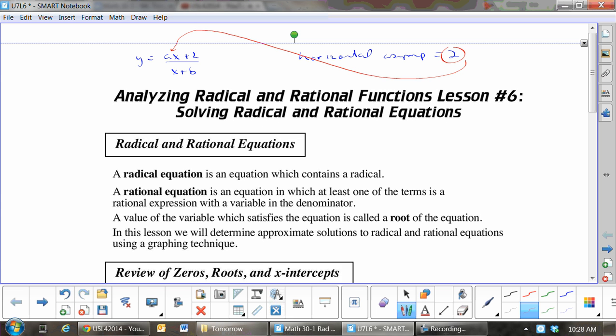Now, if I gave you the vertical asymptote is 3, what must b be? Negative 3. So therefore, b equals negative 3. Okay? Now again, good luck getting that question if you have no idea how to find horizontal asymptotes. Okay? But that's what we're going to do today.